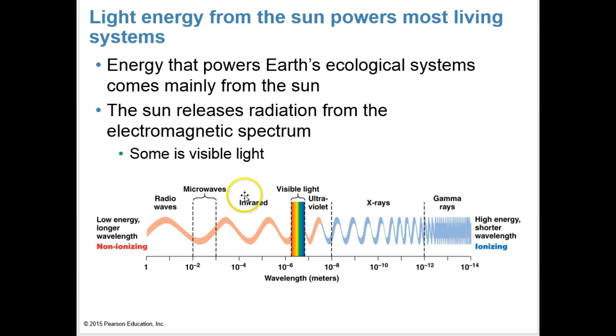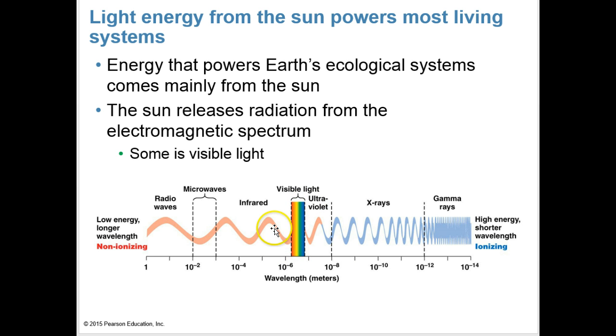But what this chart shows us is that there's so much more energy or radiation coming off of the sun than what we could even imagine. We sort this out by wavelength. So we say in the visible light, these are the wavelengths that we can actually see or that the cells of our eyes can detect. The red, orange, yellow, green, blue, indigo, and violet, what we call the rainbow. That's what we see.